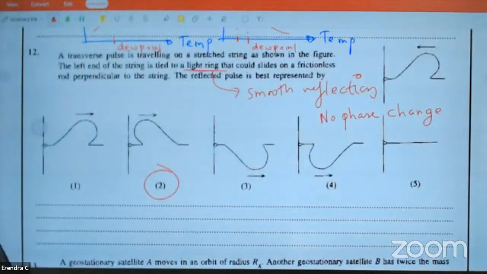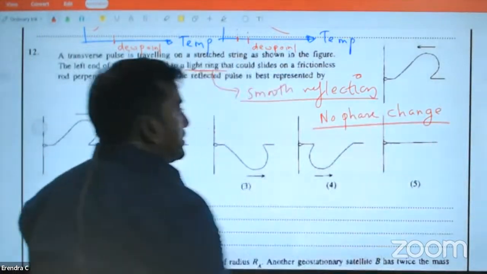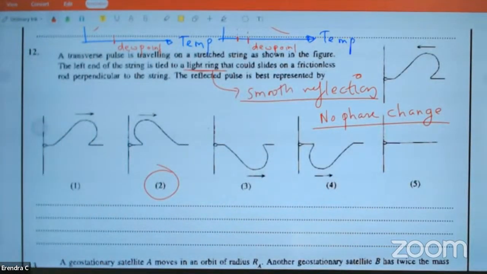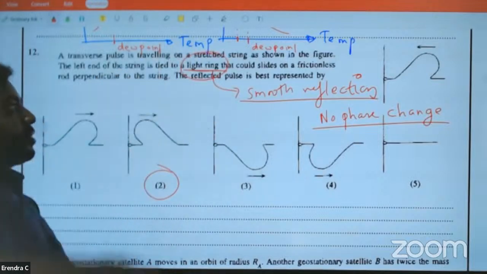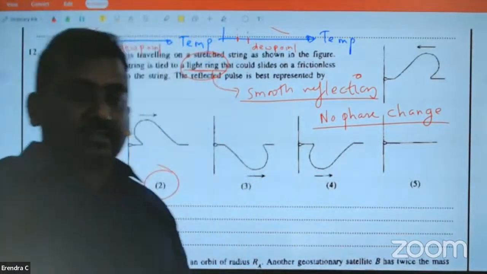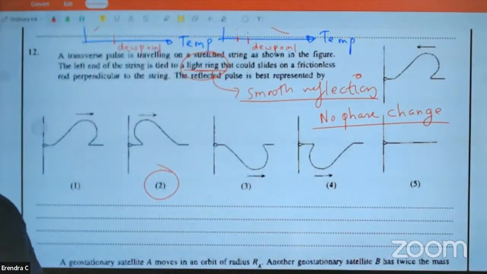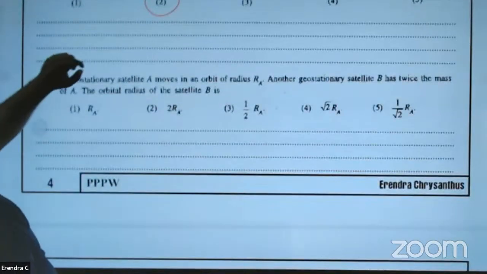The correct answer is answer number 2. Remember, smooth reflection, no phase change. So whenever there is a light ring, remember smooth reflection occurs. Smooth reflection occurs means there is no phase change. Right? Okay, no? Moving on.